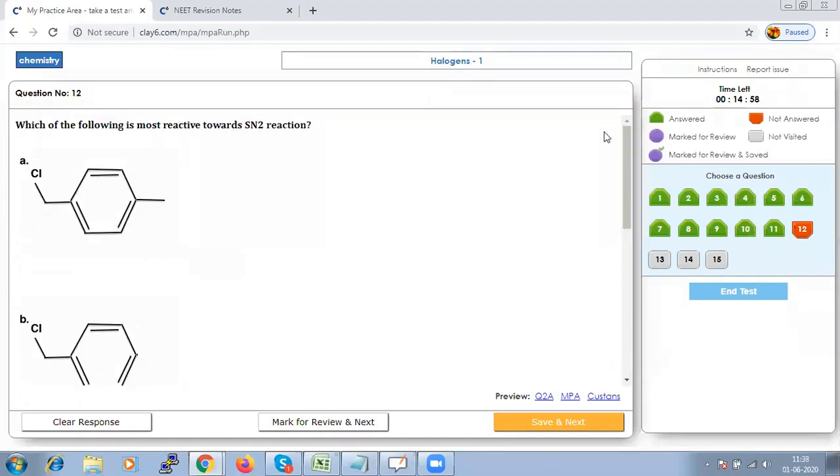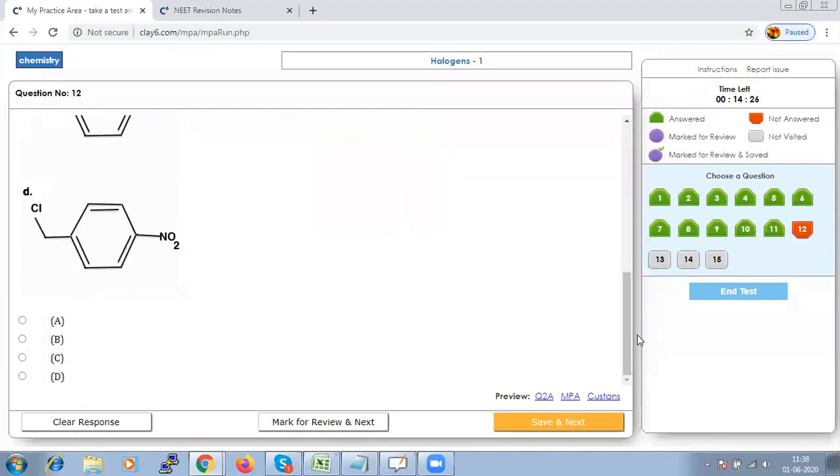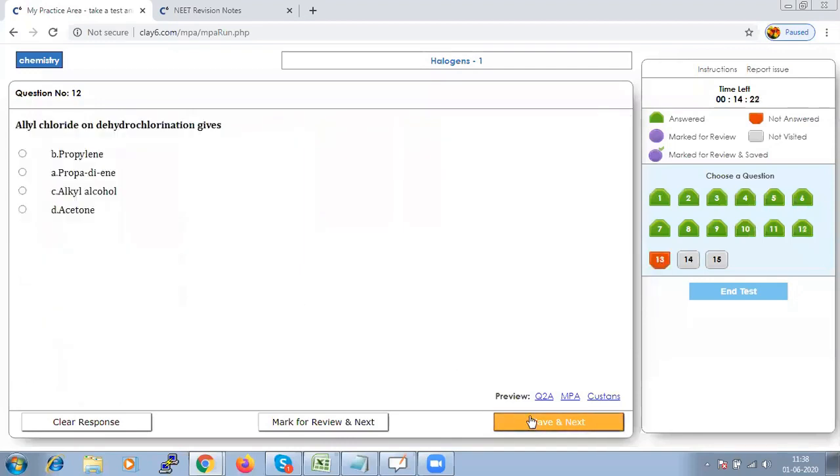Which of the following is most reactive towards SN2 reaction? Most reactive towards SN2 reaction, the same rule will apply: as there is an increase in polarity of your ion pair attack of the nucleophile, there will be an increase in the rate of the reaction. So when we look at the options, option D should be the right option. Let us save that and go to next.